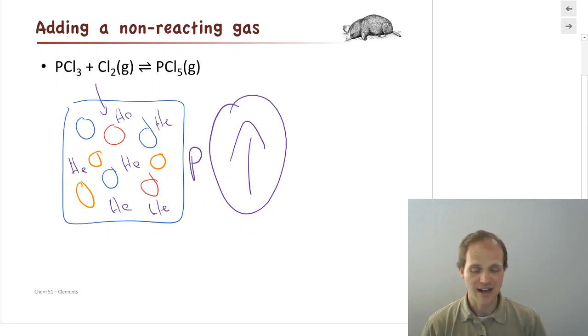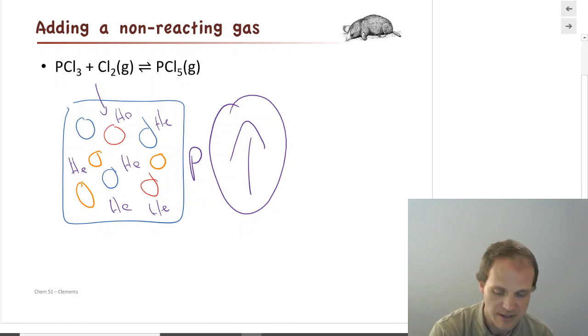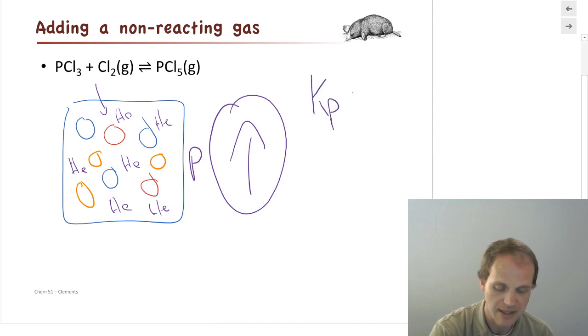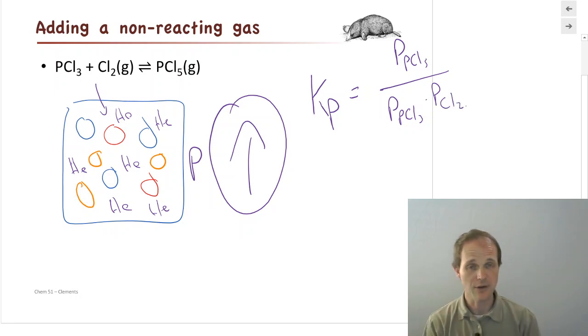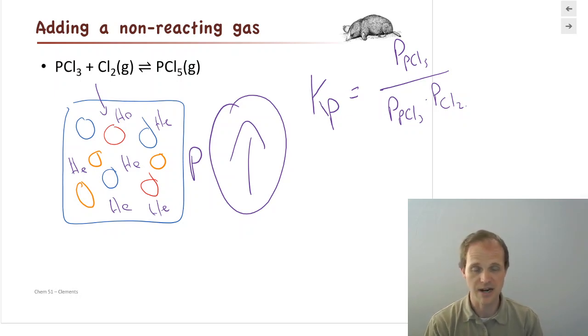However, I want you to look at my expression. So here we're going to use Kp. It's the partial pressure of PCl5 over the partial pressure of PCl3 times the partial pressure of Cl2. Now notice, nowhere in that relationship does helium appear. You're like, but the total pressure changed, Professor, and so the reaction's going to respond.